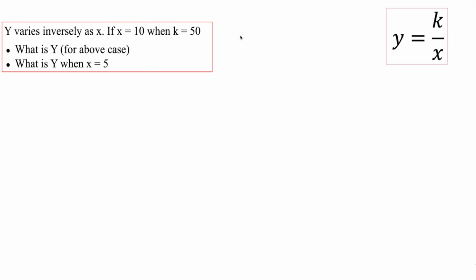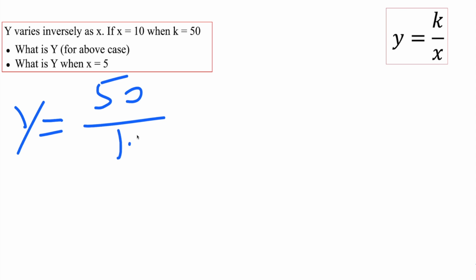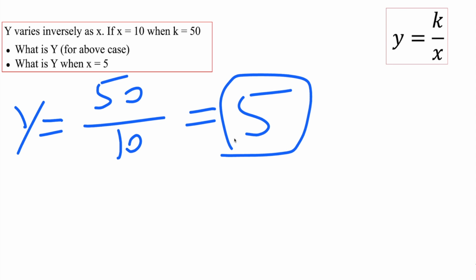Okay, this is the second problem. If you want to pause the video and attempt it, feel free. So it says y varies inversely as x. So again, we're going to use this formula. And if x is equal to 10, k is equal to 50. So a little bit different than our last problem. And we want to solve for y for this above case. So let's use our formula. y is equal to k divided by x. And they gave us k is 50 and x is 10. So 50 divided by 10, we would get 5. So here, y is equal to 5.